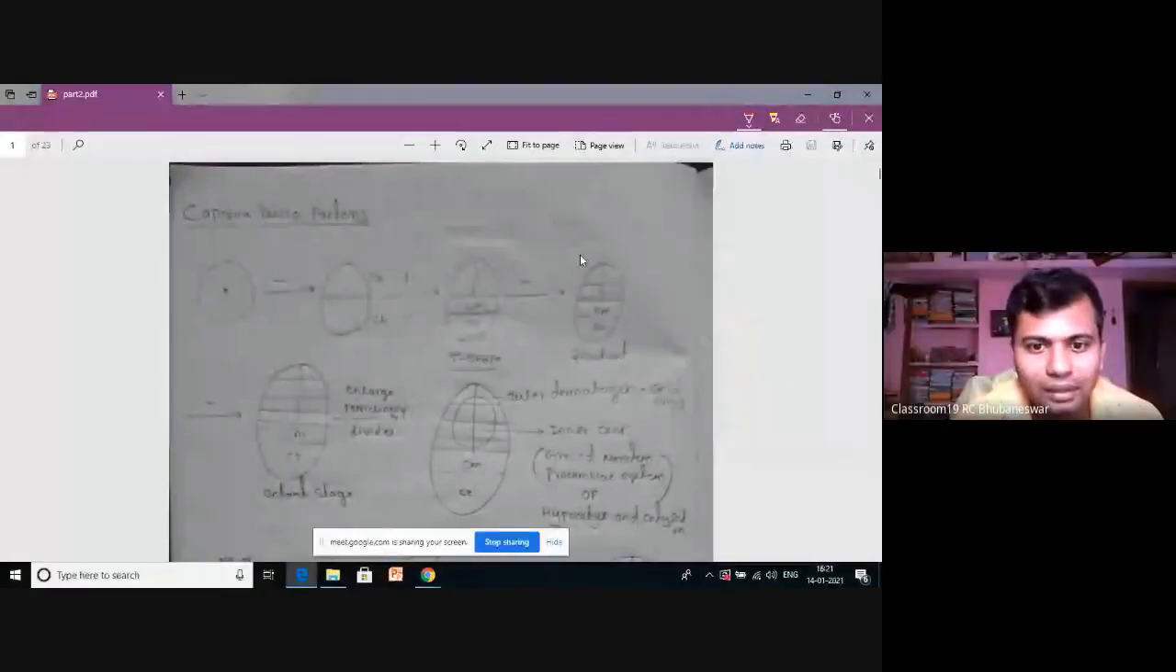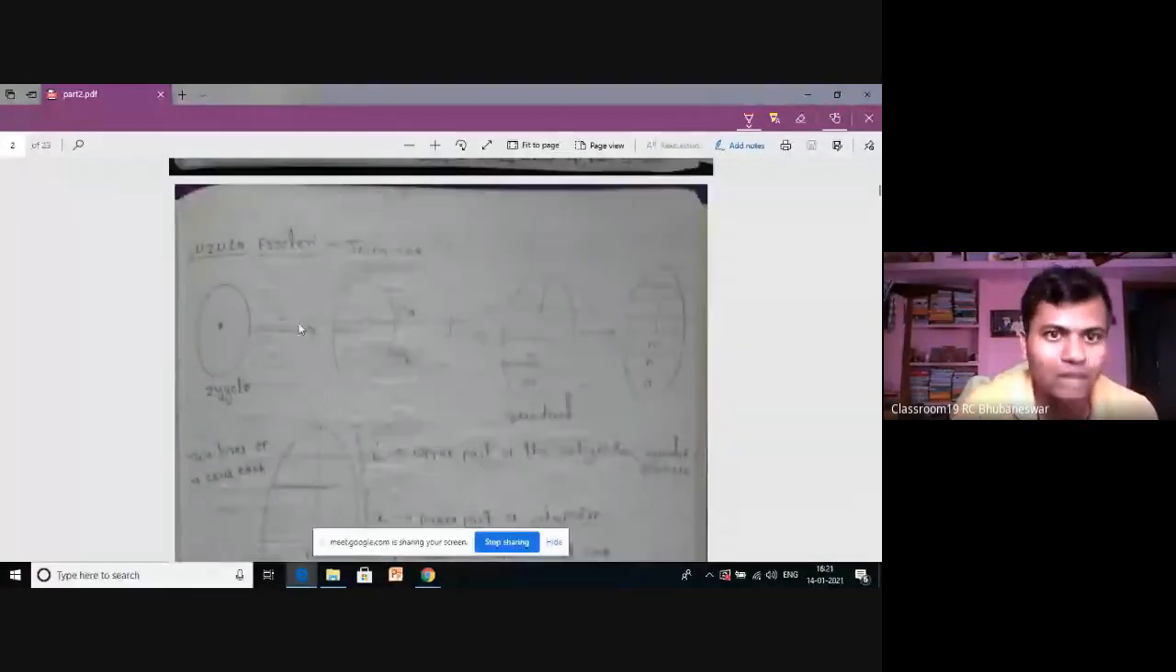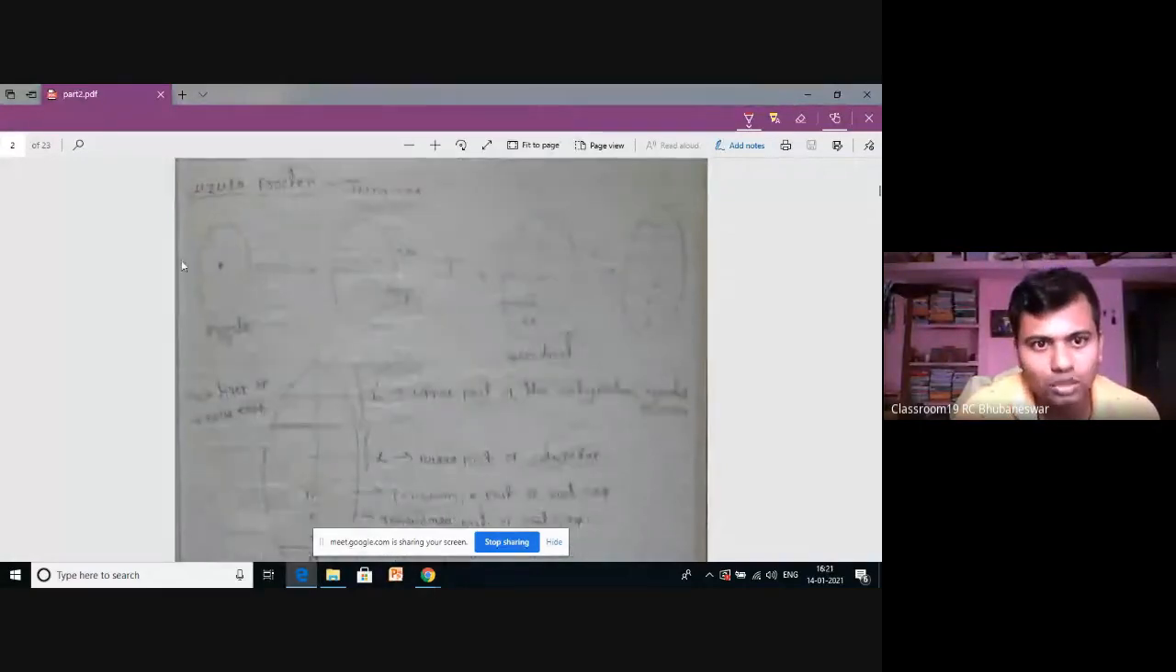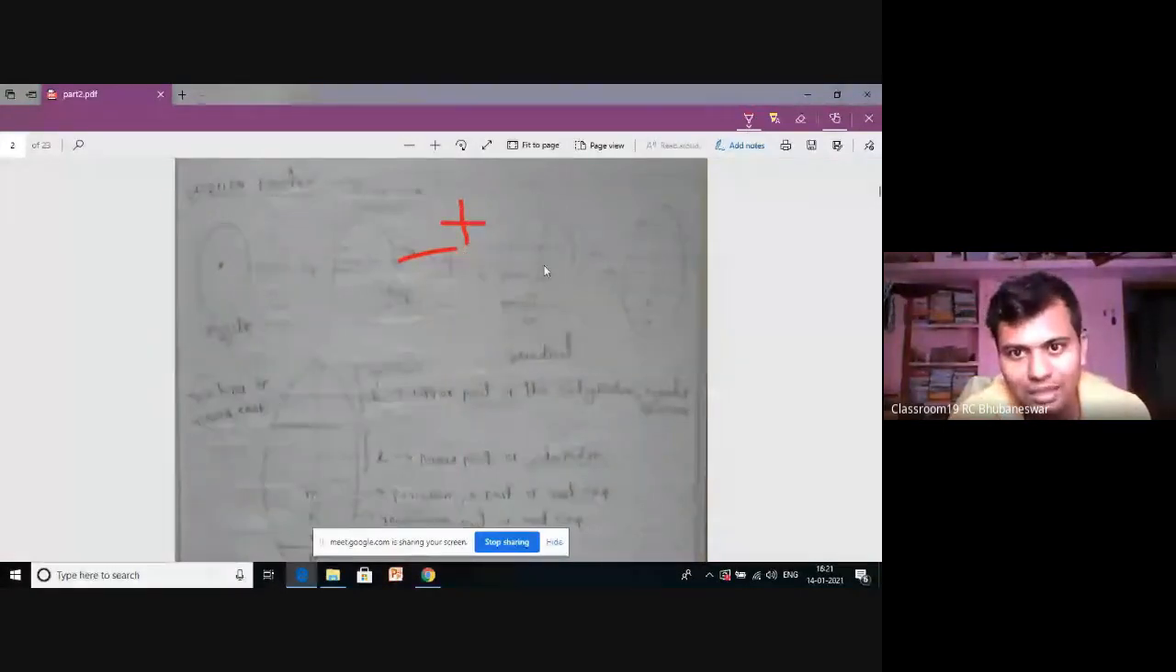Next, come to the embryo development in the monocot. For that we take the example of Luzula forsteri. Look, this is the zygote. In Luzula forsteri, the zygote divides to form 2 cells, an apical cell and a basal cell. This apical cell divides by one transverse division and one vertical division to form 4 cells, and the basal cell undergoes one transverse division to form 2 cells, M and Ci.